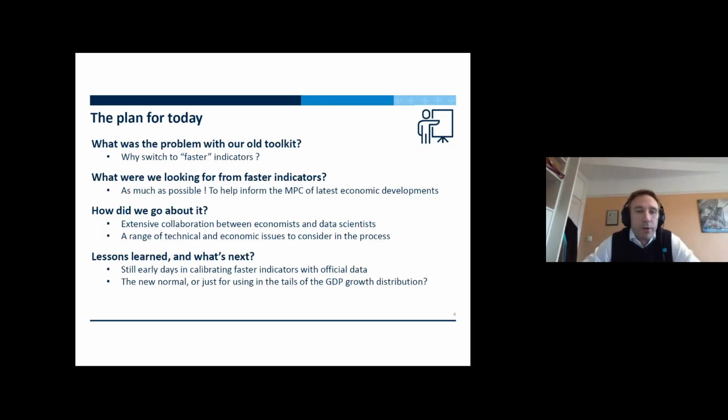Thirdly, we'll go through how we went about it. As I said, lots of collaboration between economists and data scientists. Related to that, there can be various technical issues to consider along the way, some of which Al will run through. And then I'll show you some of the faster indicators that we're looking at. Finally, what lessons have we learned along the way, and an eye on what might be next. I don't think this is anywhere near the end of the journey, even for the faster indicators that we already have. So let's get into the first of those.